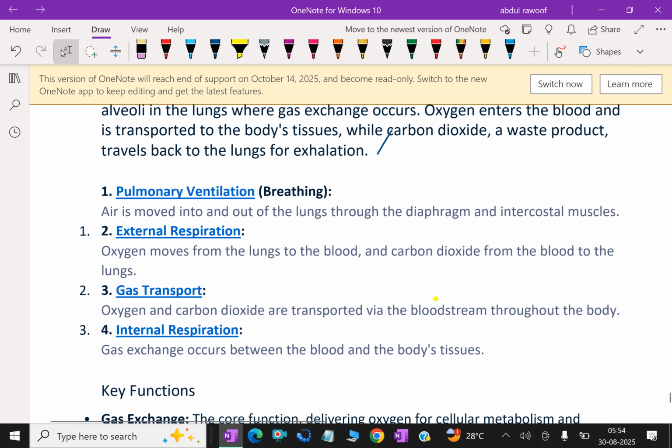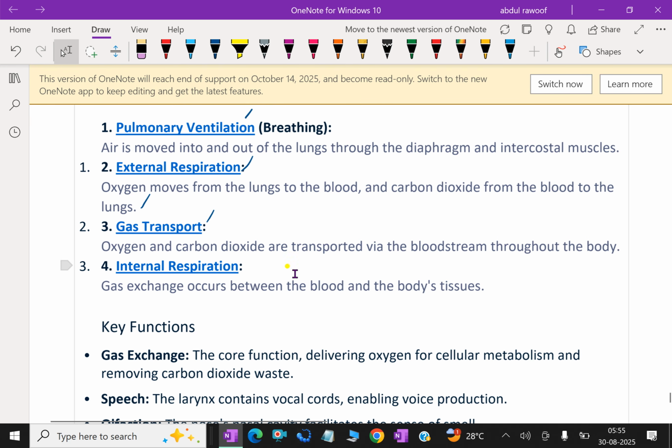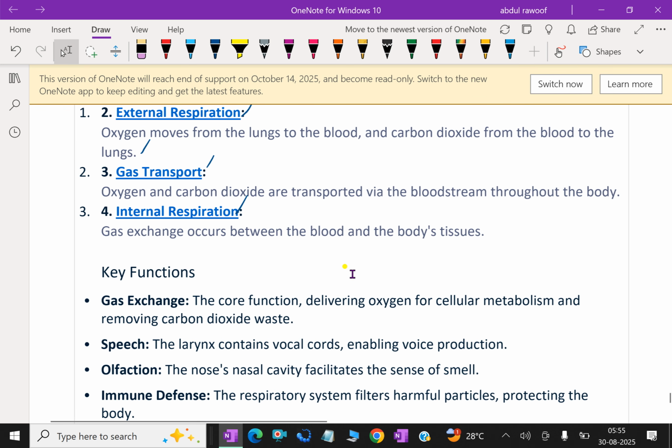Pulmonary ventilation, that is breathing. Air is moved into and out of the lungs through the diaphragm and intercostal muscles. Second one, external respiration. Oxygen moves from the lungs to the blood and carbon dioxide from the blood to the lungs. Gas transport. Oxygen and carbon dioxide are transported via the bloodstream throughout the body. Internal respiration. Gas exchange occurs between the blood and the body's tissues.